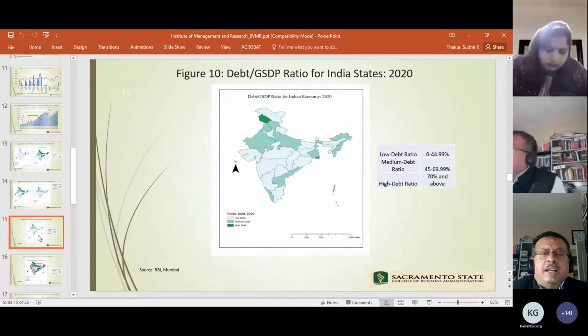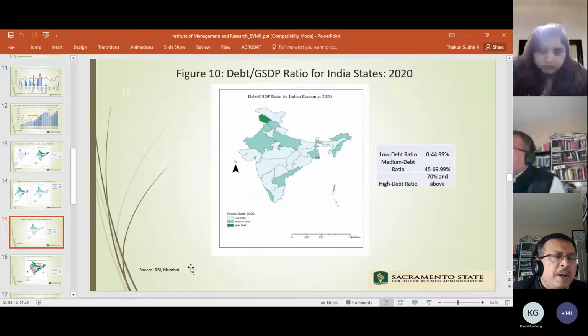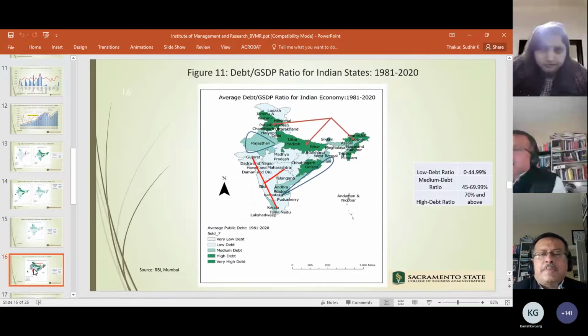By 2020, the situation improves even further, and you have a lot more states in the low debt ratio, some in the medium, and the highest debt is concentrated in just one state, Jammu and Kashmir. And then the last map that I want to show you is an overall aggregate.